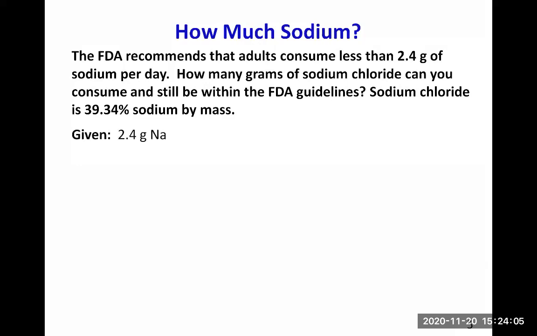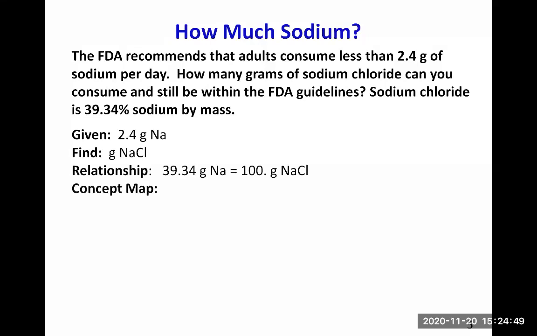So what is given here? The given amount is 2.4 grams of sodium. That's what you aim to eat per day. We want to find the mass of table salt, basically sodium chloride, because we eat sodium in the form of salt. The relationship is given by this mass percent composition of sodium in NaCl. And we know we have 39.34 grams of sodium in 100 grams of NaCl. So that can be written as this equality.